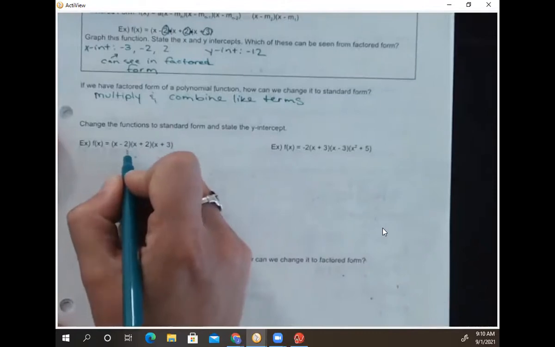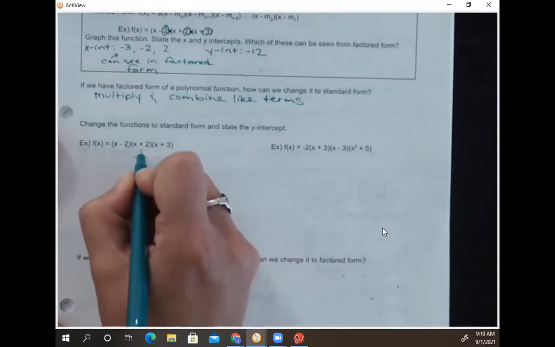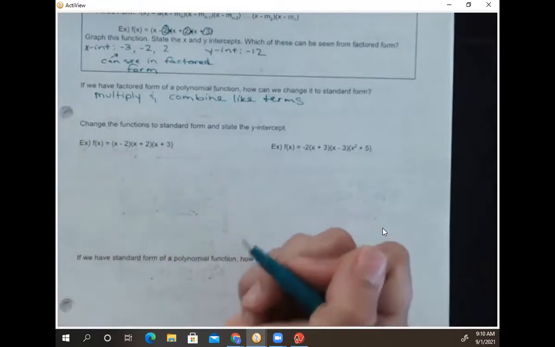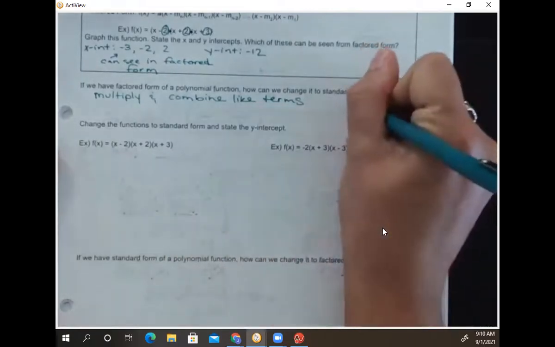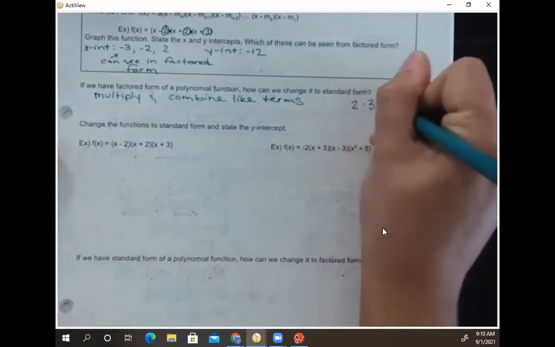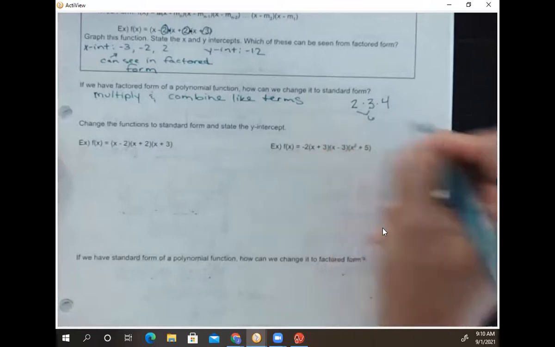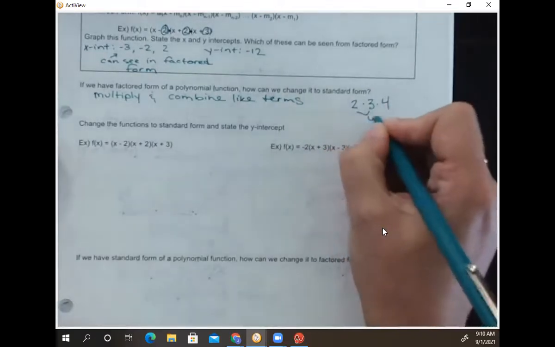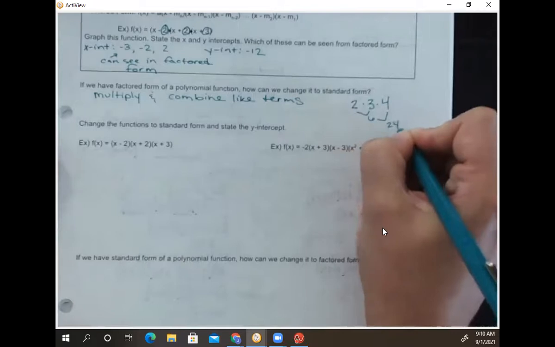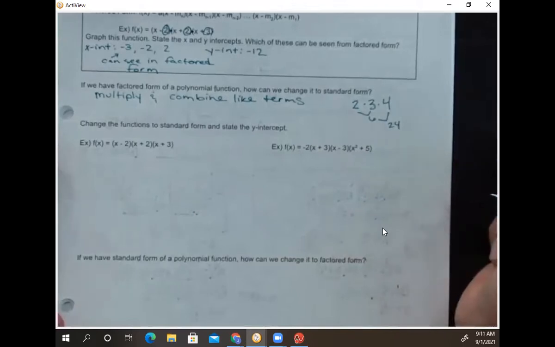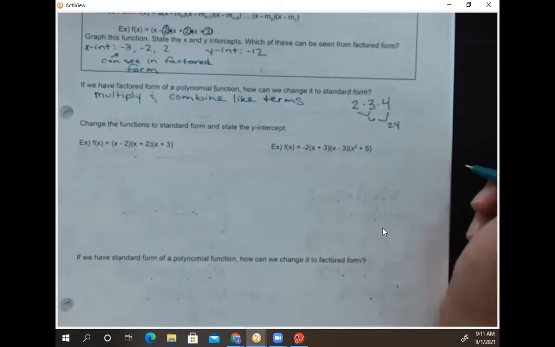What I do want to reiterate, though, is when we're distributing and we've got more than 2 things that we're multiplying, remember, you only ever multiply 2 things at a time. So if I asked you to multiply 2 by 3 by 4, you could multiply 2 by 3 and get 6, and then you would take that 6 and multiply by 4. You wouldn't take 2 times 3 and 2 times 4 and then multiply 6 and 8, right? That would be too many 2s. So remember, we only multiply 2 things at a time.